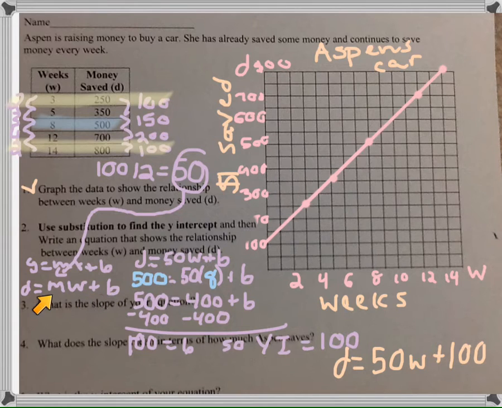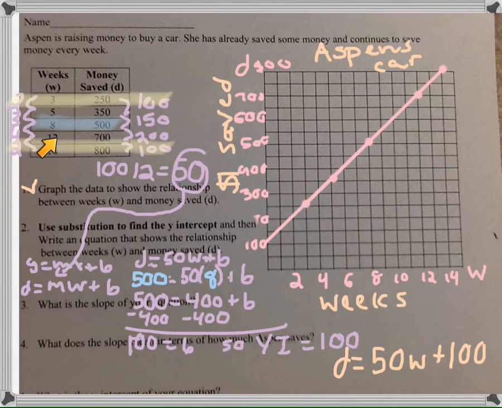b is the y-intercept. To find the slope, we can go up here and do carets, as I did, to find the differences in the x values and the differences in the y values. Slope is equal to the change in y over the change in x, so I took where x went up by 2 and y went up by 100, and 100 divided by 2 is 50. So we then have D equals 50W plus b.